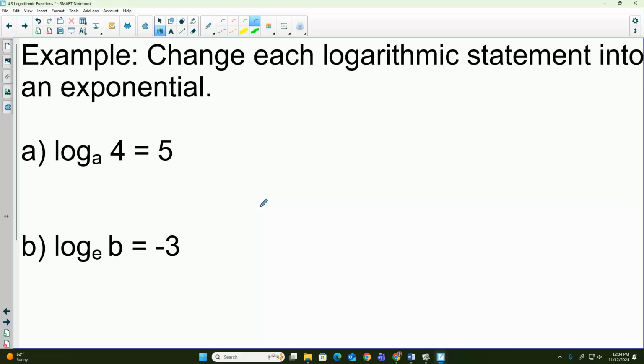So on this one, we start with the base. So that's a. What it's equal to is my exponent. So a to the 5th power equals 4. What would we say on b?